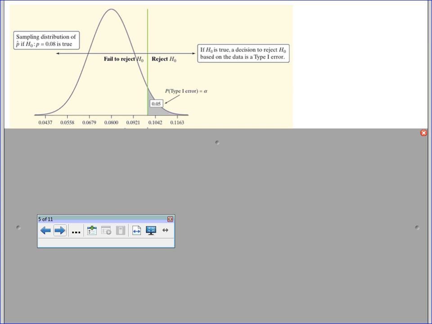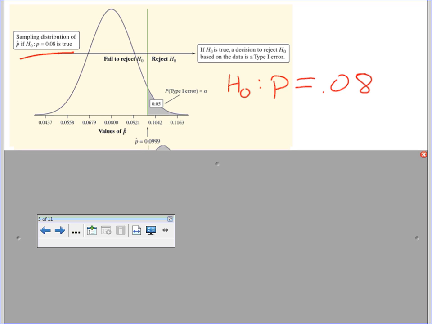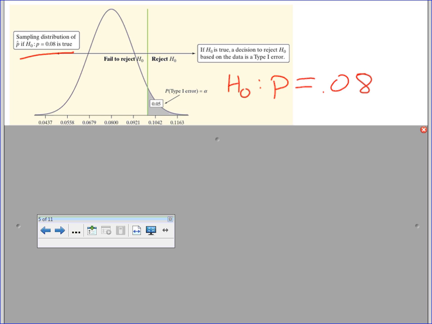So here is our example. Our null hypothesis here, as you can see, this is our sampling distribution based on our null hypothesis that P equals 0.08. Sorry, it says that right here. So this is the sampling distribution of P hat if the null hypothesis is true. And we do a sample. And so anything in here would be, if we get a result in here, that's a type 1 error.